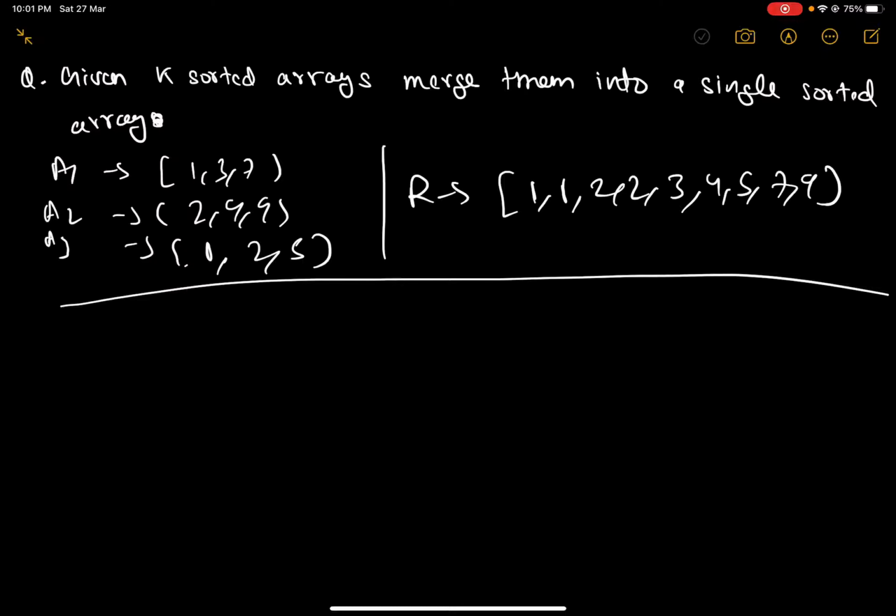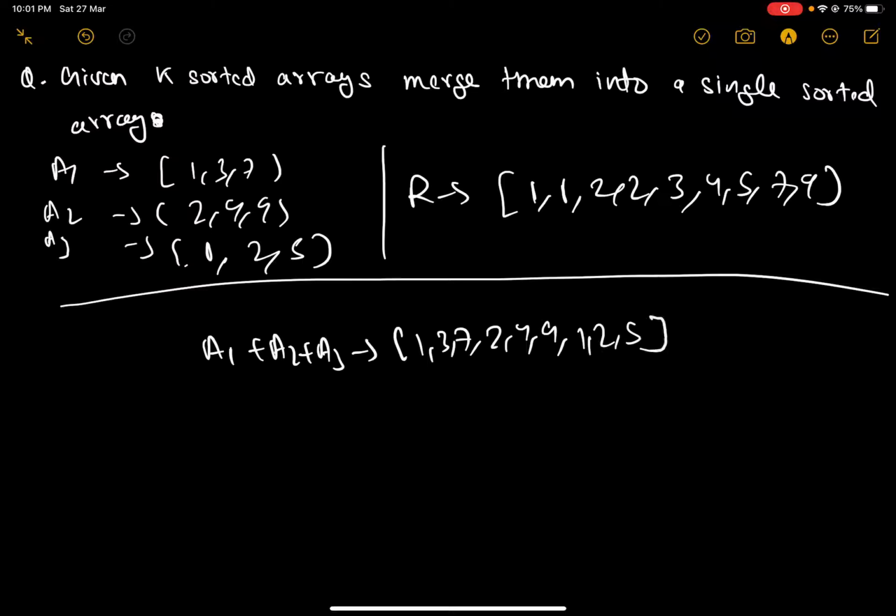Now going ahead with the explanation, the most naive way to solve this problem might be to concatenate a1, a2 and a3, the arrays together. So it will become something like 1 3 7 2 4 9 and 1 2 5. All right, and then you might want to sort this concatenation. If you sort this concatenation, you will get the end result R, that is desirable.